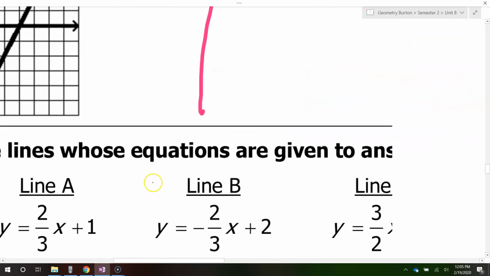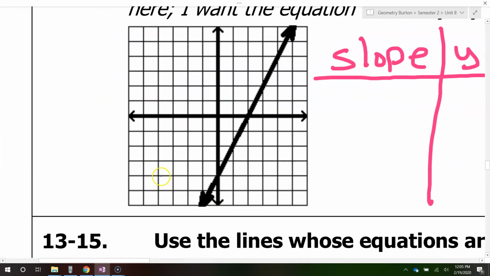So let me just zoom in on this line. Okay, so let's see what's going on. So here is a point on the line. Is this the same line they gave us before?